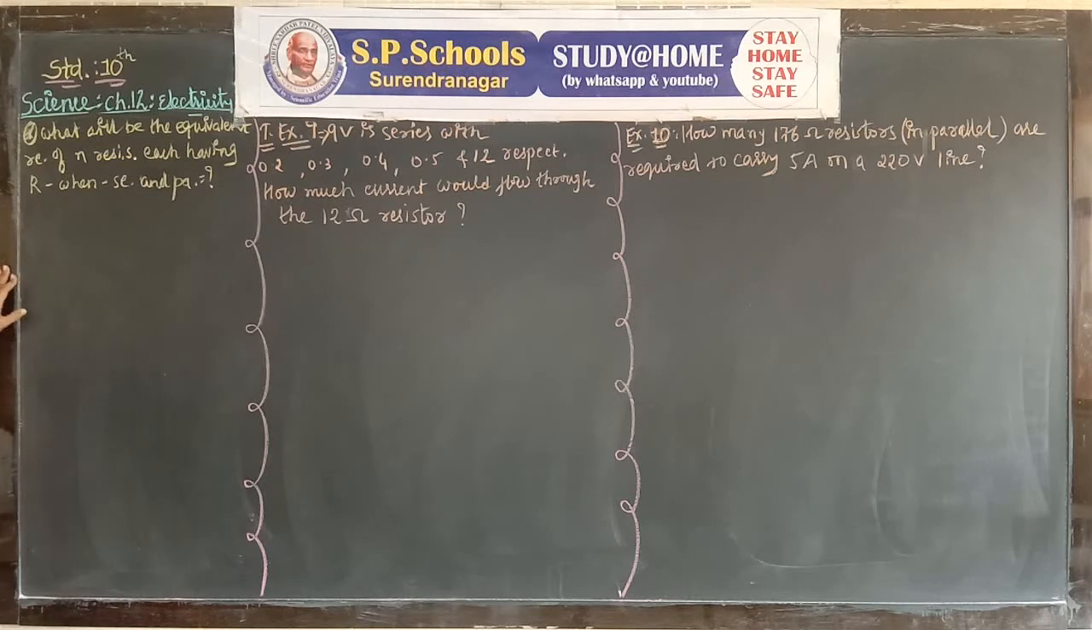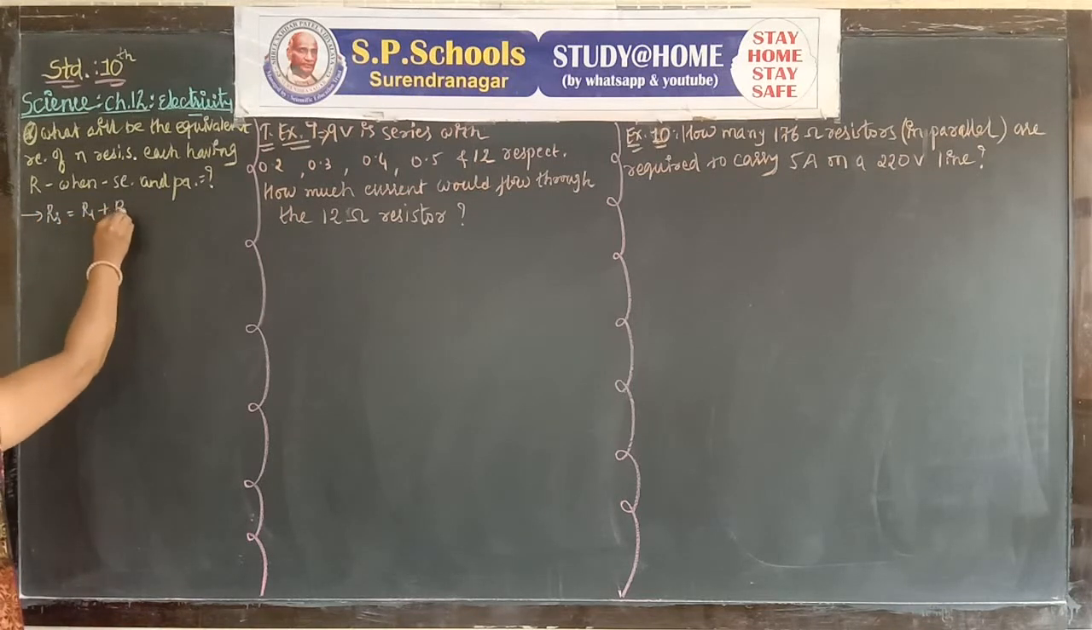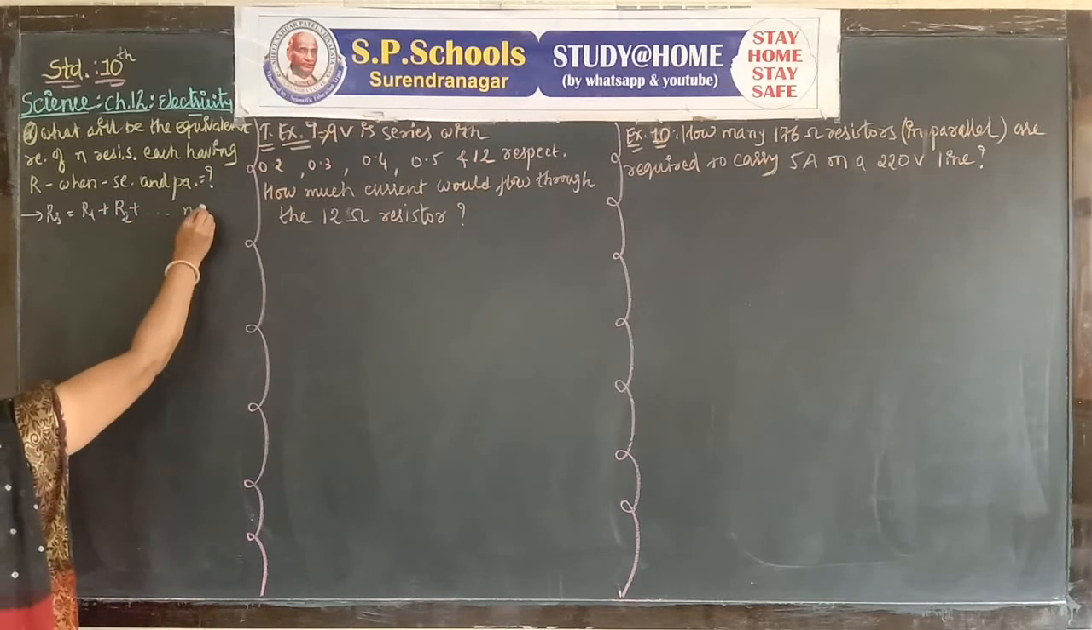What will be the equivalent resistance of small n resistors, each having resistance capital R, when connected in series combination and parallel combination respectively? We already know the formula of series combination. Series combination: Rs is equal to R1 plus R2 plus up to n times.